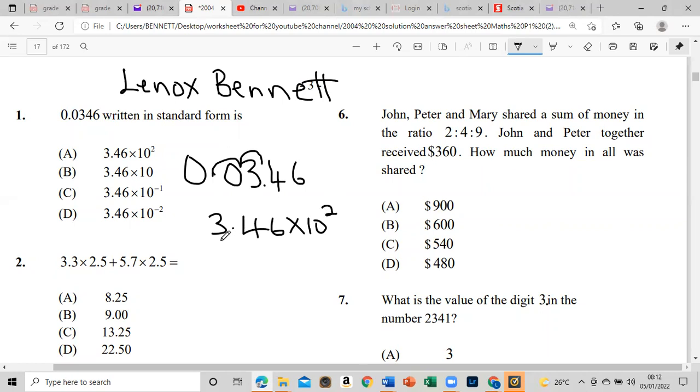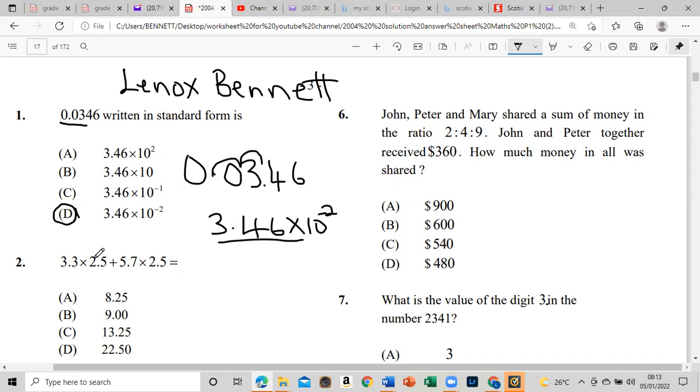However, this is not complete. If we were to multiply this, it would give us 346, but that would not be the original value. So it has to be to the negative, because we go to our right when we divide it. So our answer would be 3.46 times 10 to the minus 2.